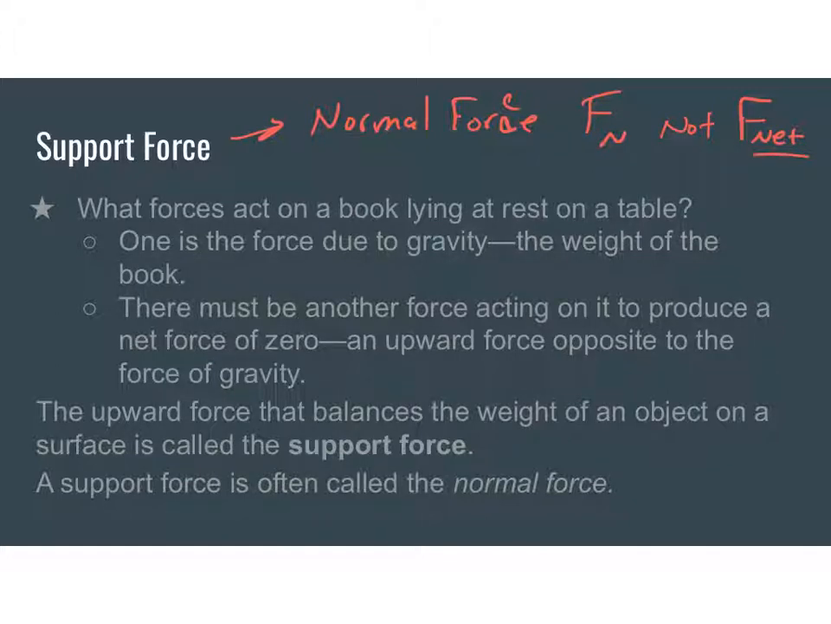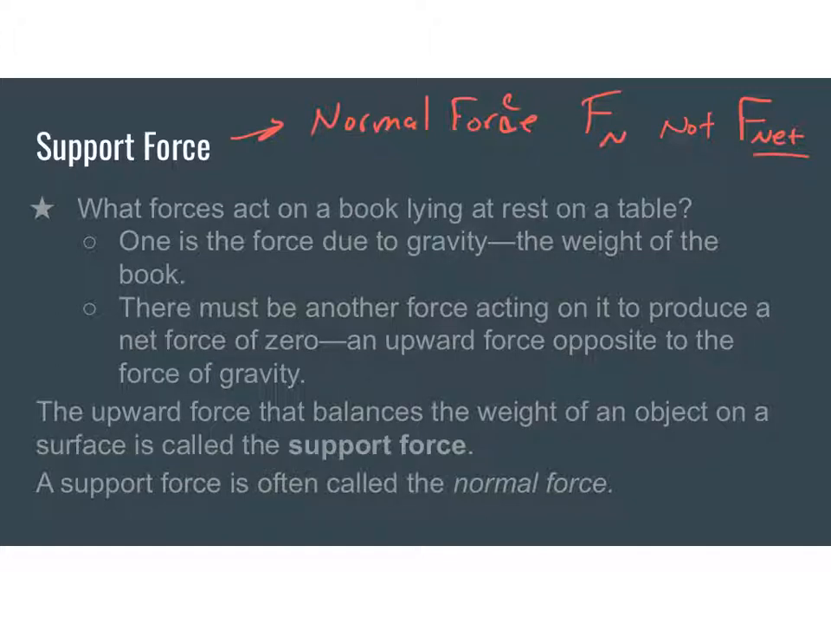So let's think about a book that's just lying on your table, or it could be your computer or anything. We know that it must be in mechanical equilibrium because it's not moving, hopefully, but it does have forces acting on it. So pulling that book down is the force of gravity. That's the weight of the book. Now, if that was the only force acting on it, then its motion should be changing because it's a non-zero net force and the system wouldn't be in equilibrium.